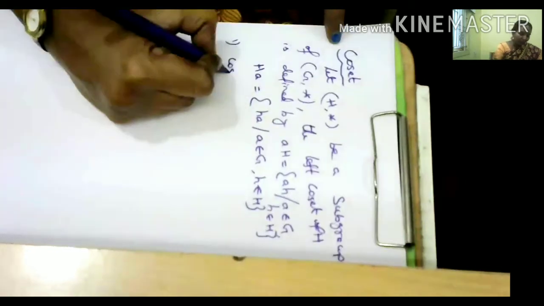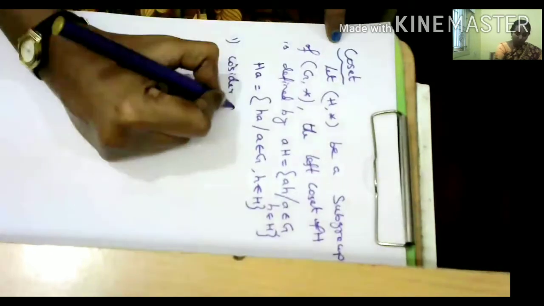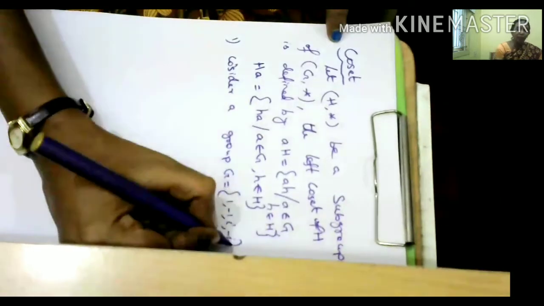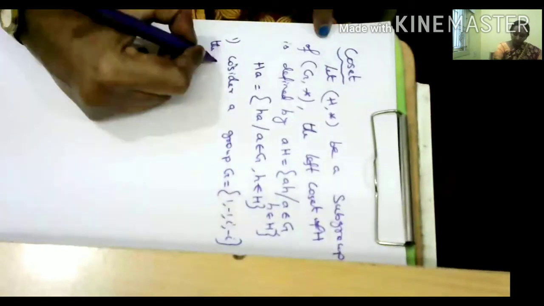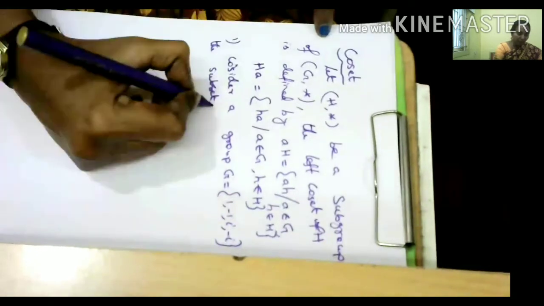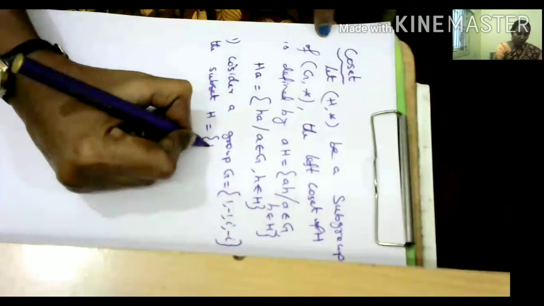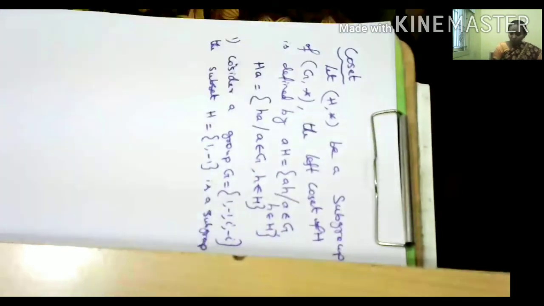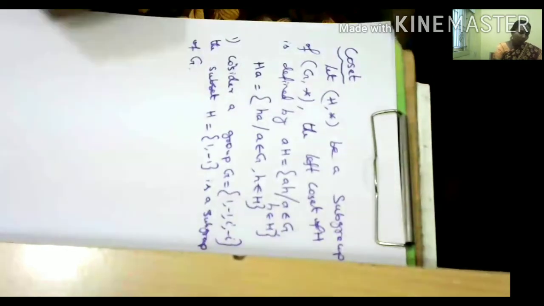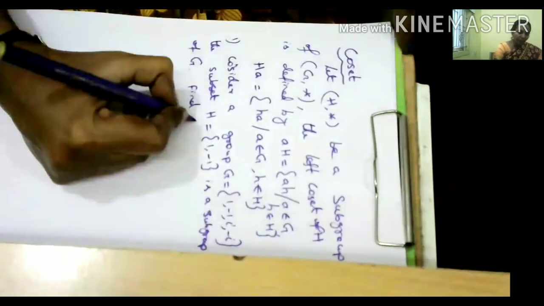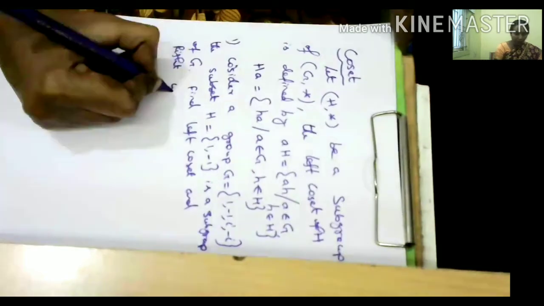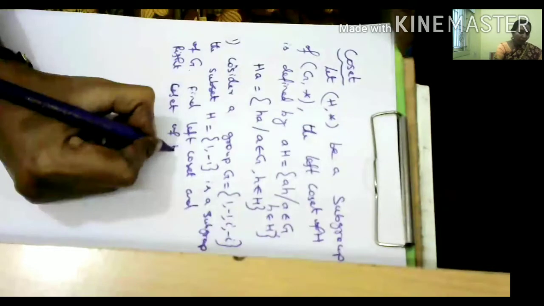So let us do a problem based on coset. The first question is, consider a group capital G equal to 1 comma minus 1 comma i comma minus i. This is a well known set. The subset from capital G, capital H, is equal to 1 comma minus 1. It is a subgroup of capital G. Then find the left coset and right coset of H in G.